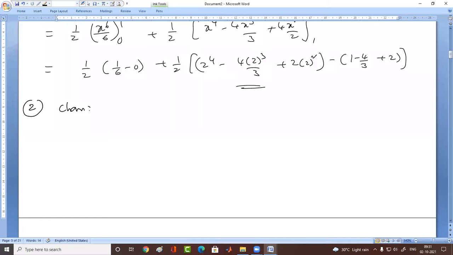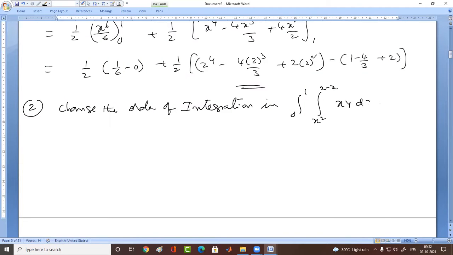Change the order of integration in the integral from 0 to 1, integral x squared to 2 minus x. Same similar problem, but in a different direction. And hence evaluate it.